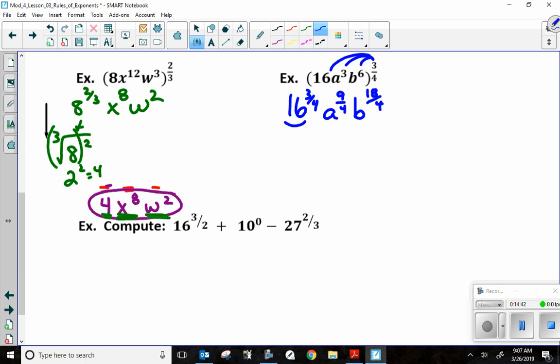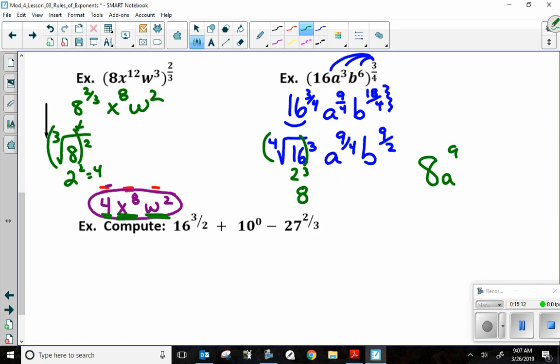Top down, bottom out. That is the 4th root of 16 cubed. This A is 9/4. B, this fraction reduces, has a common factor of 2, 9/2. I tell you what, because I am good with my exponents, I know that the fourth root of 16 is 2, and 2 cubed is 8. So when everything is all said and done, it's 8a to the 9/4, b to the 9/2. There you go.